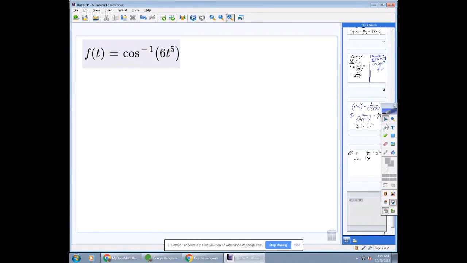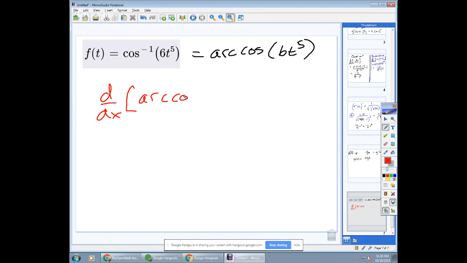So my preference is to write this as an arc function. So here I'm going to say this is the arc cosine of 6t to the 5th. And the other day we established that the derivative with respect to, I'm going to use an x here, of the arc cosine of x is, anybody got that?